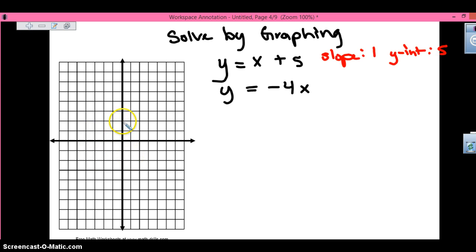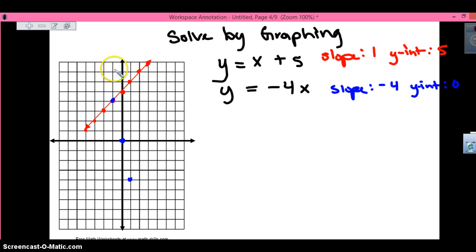So we're going to start at 5 with a slope of 1. And we're going to graph the next one in blue. The slope is -4 and the y-intercept? Y-intercept is 0. -4: 1, 2, 3, 4, and 1. We can go in the opposite direction. 1, 2, 3, 4, and 1.